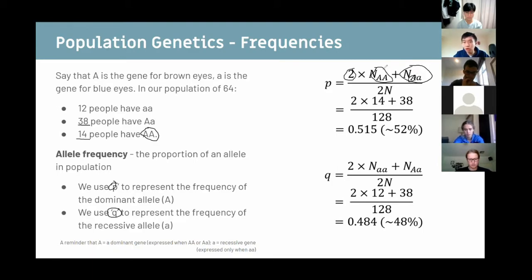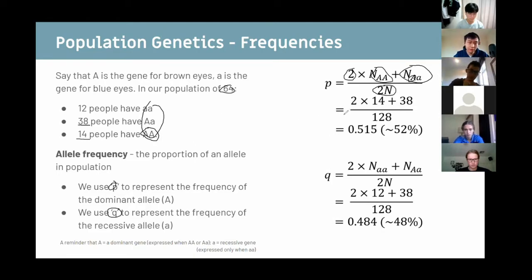So basically the top is how many big A's there are in the population. And then you divide it by 2n. 2n just refers to the total number in the population. So that's 64. You need to times 2 because each of them have 2 genes, right? So the total number of genes will be 2 times the amount of people.